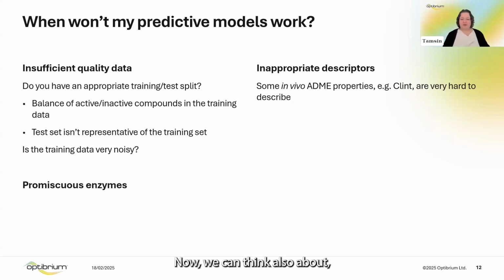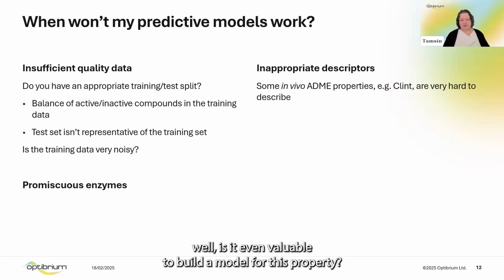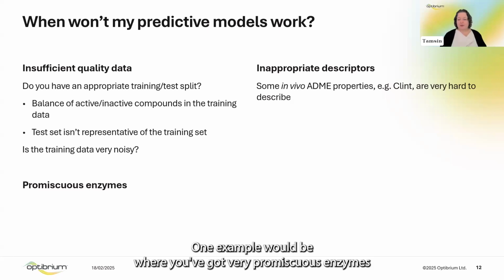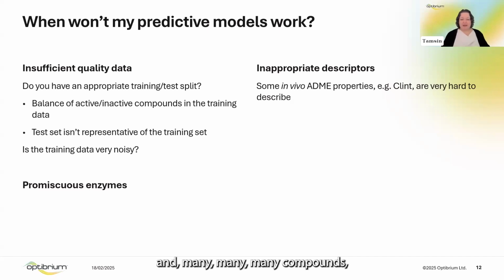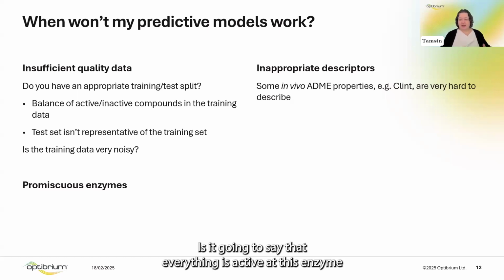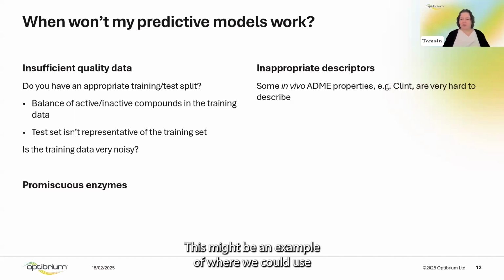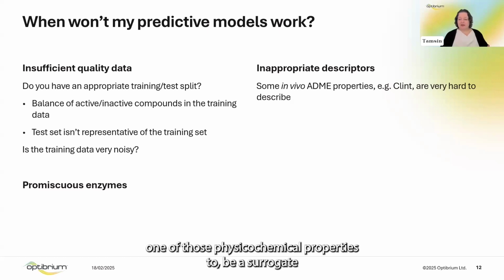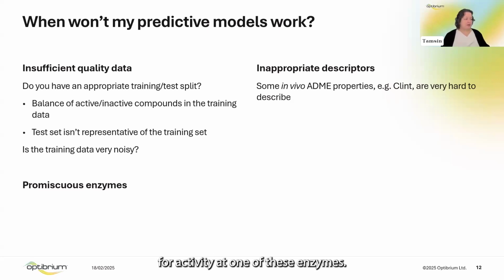Now, we can think also about, well, is it even valuable to build a model for this property? And one example would be where you've got very promiscuous enzymes and many compounds show activity at that enzyme. Is the model ever going to really be able to differentiate between those that do and those that don't? Is there sufficient data? Or in your project, is it going to say that everything is active at this enzyme? That's going to bring you very little value. This might be an example of where we could use one of those physicochemical properties to be a surrogate for activity at one of these enzymes.